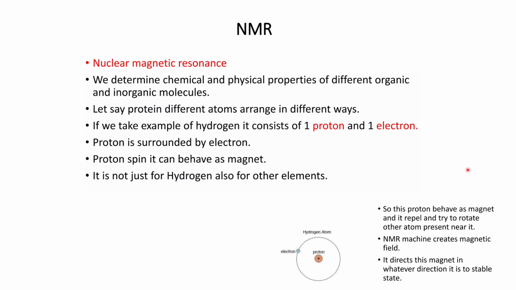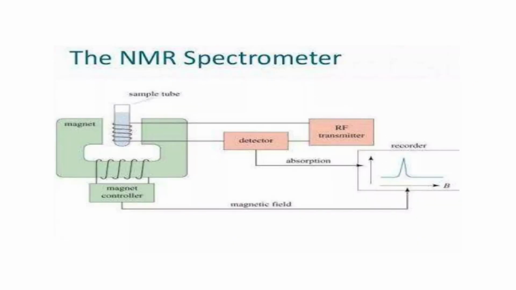So yeah, the protons in the atoms of the molecules behave as magnets, and they repel and try to rotate the other atoms present near them. So the NMR machine creates a magnetic field and directs these magnets, which are the protons, in whatever direction is needed to reach the stable state. Here's a diagrammatic representation of the NMR spectrophotometer.